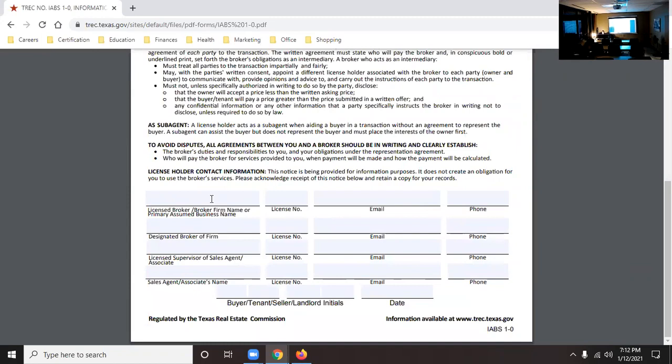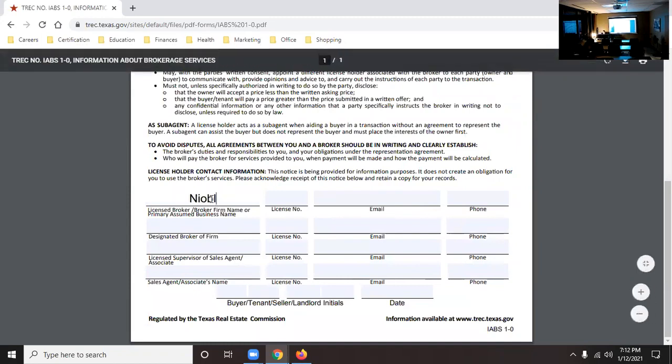Okay, so for example, if you are working with my company, you would type in Nobles Realty Group. You would include my brokerage license number, my broker email, and my brokerage phone. Okay. However, my name goes as the designated broker, my information for my license, my email, and my phone.